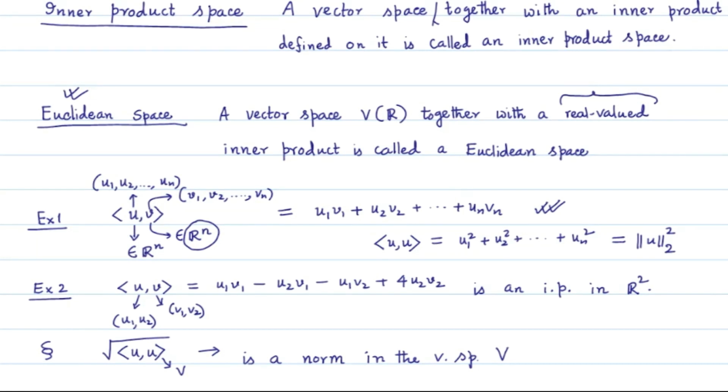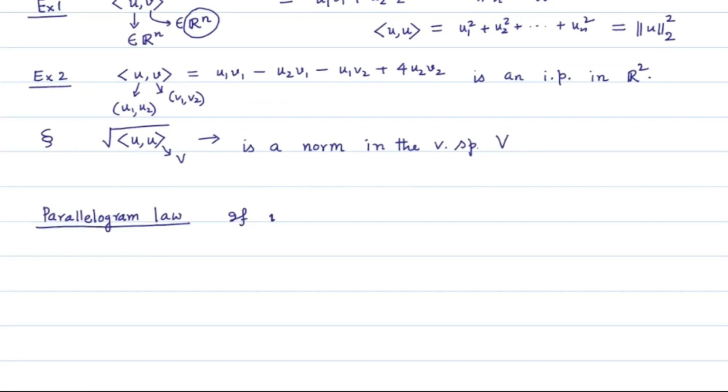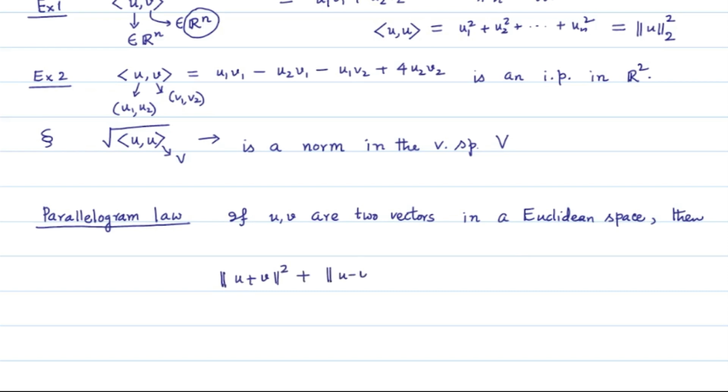The acid test for whether a norm can be obtained from an inner product is the parallelogram law, which states that if u and v are two vectors in a Euclidean space, then norm of u plus v square plus norm of u minus v square is equal to twice of norm u square plus norm v square.